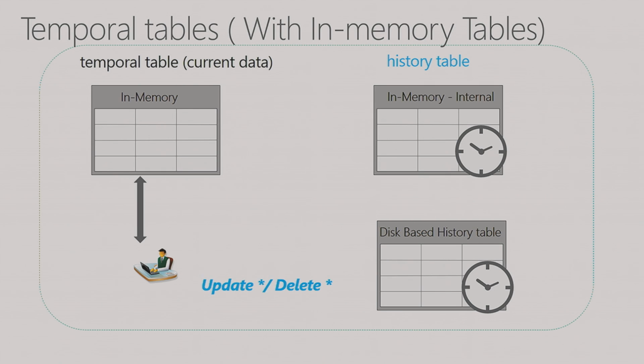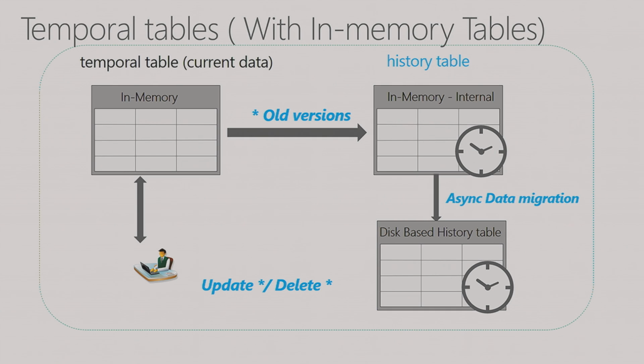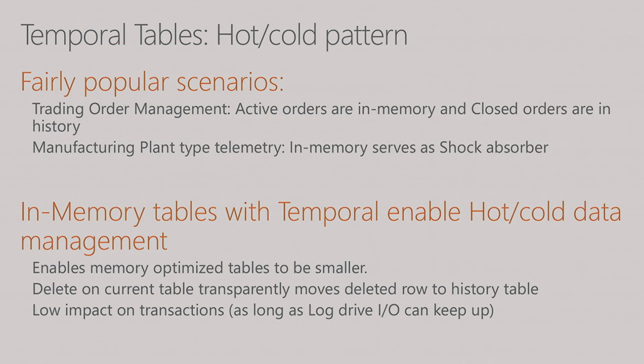So on an update or delete, as part of the same transaction, that old version actually goes to the history table. And asynchronously, data is then migrated from that in-memory internal table to the actual on-disk table. And then a disk-based table, again, can be a combination: it can be page compressed or can be column store indeed. One of the popular scenarios in the validation of workloads was this hot-cold pattern, right?